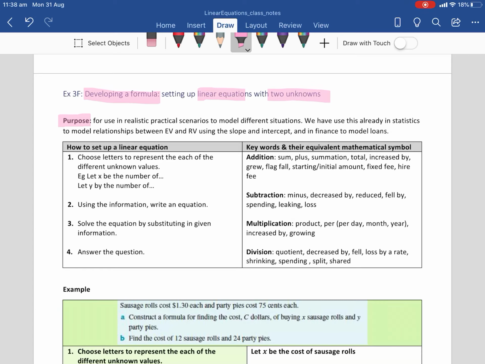So to set up a linear equation, it's very similar to what we've done a little bit already. You need to choose letters to represent each of the different unknowns. Like x could be the number of something, or y could be the number of something. Use the information to write an equation, and solve the equation by substituting in given information. And you'll know from a couple of chapters ago, you've got some keywords to realise whether you're adding or subtracting, multiplying or dividing.